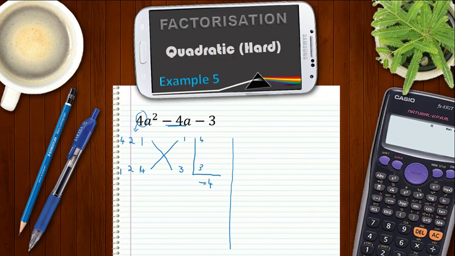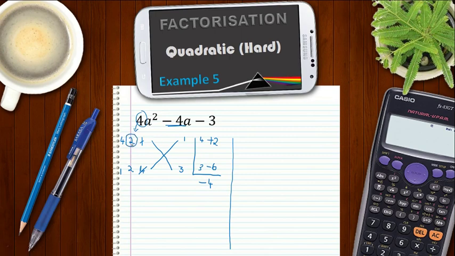Now I need to get minus 4 from these two, and so the first set won't work, so we can cross that out. Now let's go to the next. We say 2 times 3, that gives me 6, and then 2 times 1 gives me 2. So can I get minus 4 from these two numbers? I can say minus 6 and plus 2. That would give me minus 4.